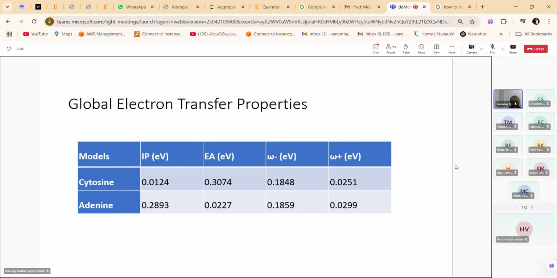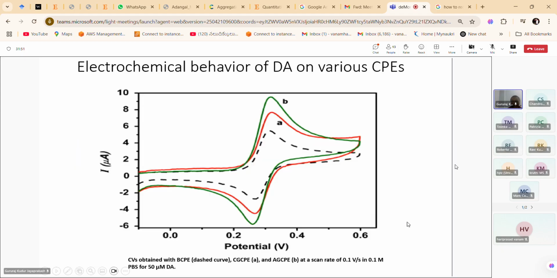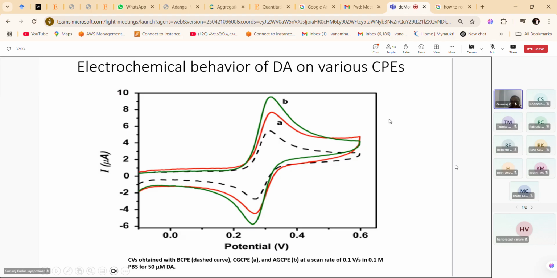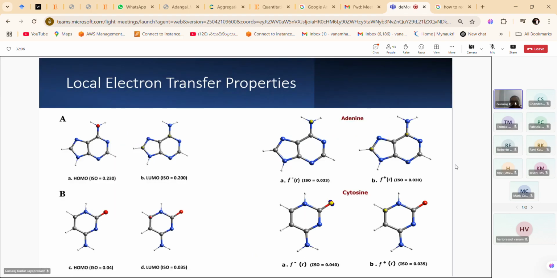Then again we used deMon2k to calculate the global electron transfer properties. Here we can see that cytosine has higher electron donating and accepting power when compared to adenine. Therefore, at adenine we have the higher electron donating power, and so we get higher redox currents when we perform the experiments. Then we again wanted to understand, for cytosine or adenine, where the redox electron transfer reaction may occur. Again, the frontier molecular orbitals and Fukui results are matching.